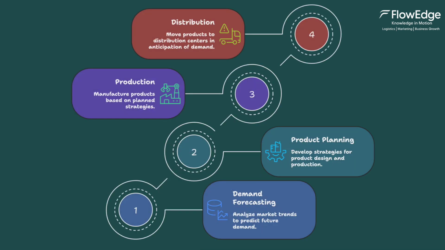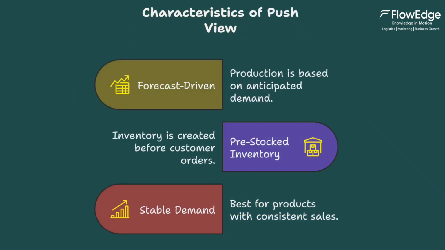Now, let's start with the push view. In this model, supply chain decisions are based on demand forecast rather than the actual orders. That means products are planned, produced, and moved in anticipation of future demand. Now, let's break down the key characteristics of this approach.